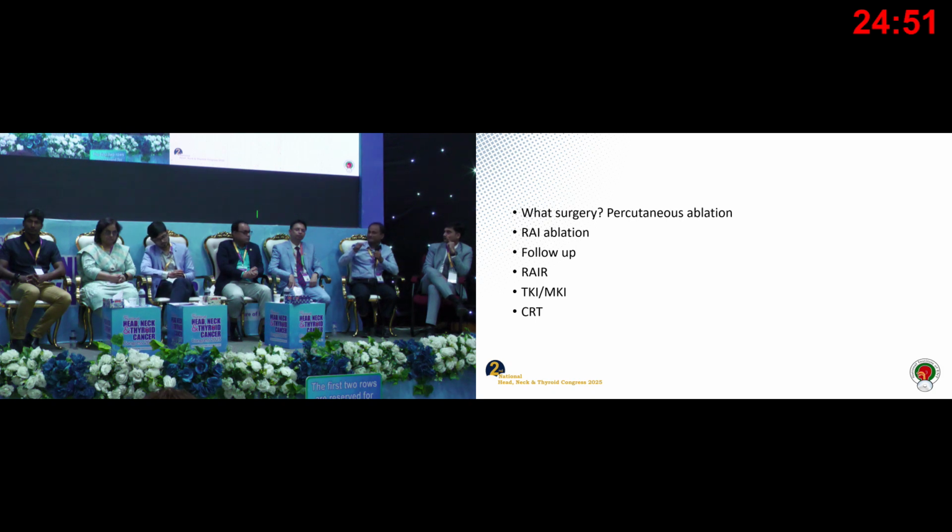Or age less than 15 or more than 55, size more than 4 centimeter, extrathyroidal extension, and also aggressive histology. Okay. Please, if you see central compartment nodes on both sides, even though there is no structurally identified disease in the opposite lobe, you will still contemplate total thyroidectomy. Okay.